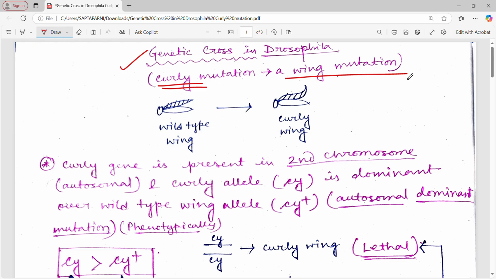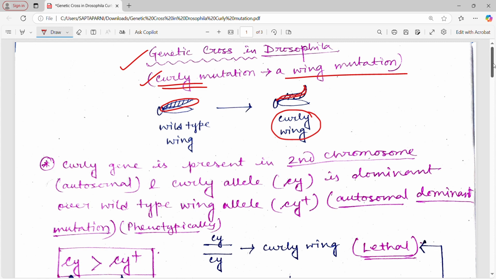So what is a Curly mutation in Drosophila? See, this is a Drosophila and it is its wild type wing. When Curly mutation occurs in Drosophila, the wing becomes curled backwardly. That is why this mutation is known as Curly mutation. So this is the Curly wing in Drosophila.